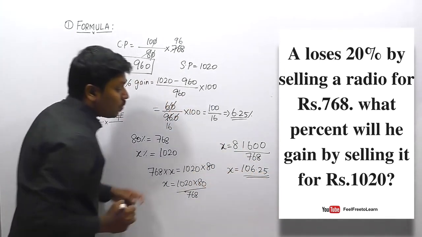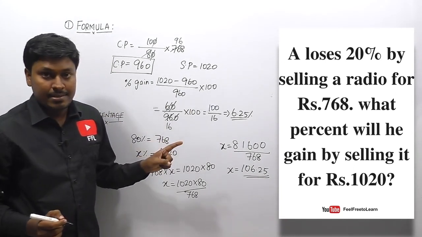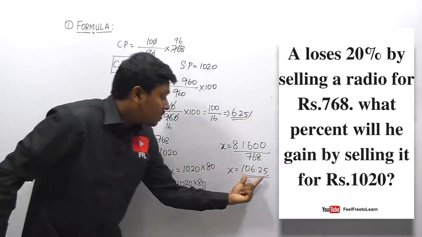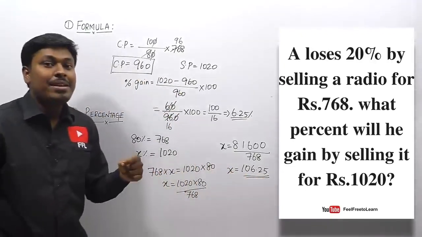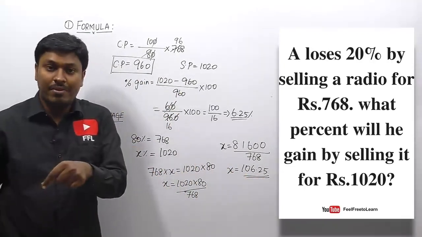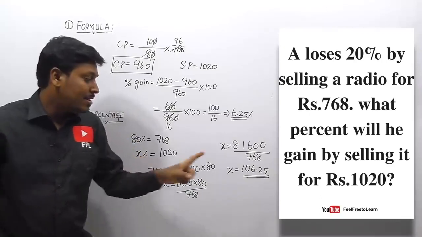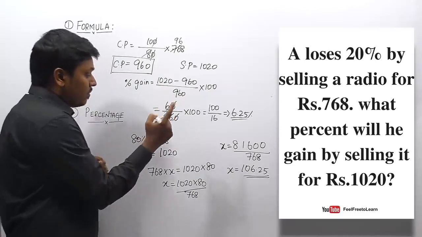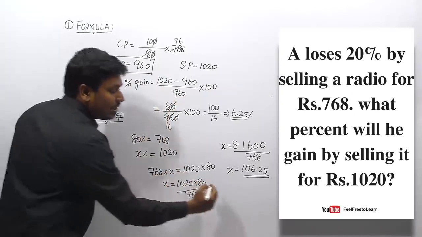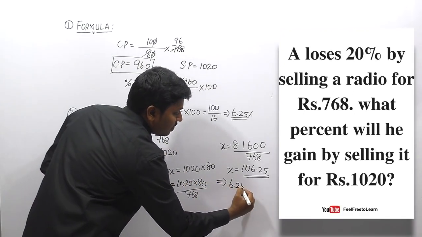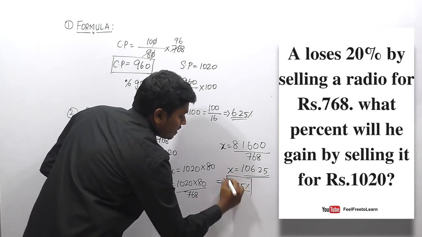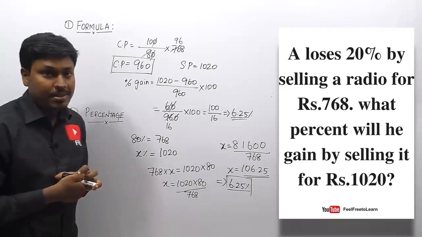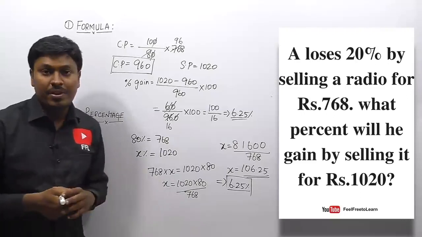Listen carefully, 106.25 will be the final answer, but our target is to find the percentage gain. So this 106.25% can be taken as 100 plus 6.25. 100% will be the cost price, 6.25 will be the profit. So if he sold the same radio for the amount of 1020, he got a profit of 6.25. So friends, after solving this question in both the formula and the percentage method, we got an answer that is 6.25%.